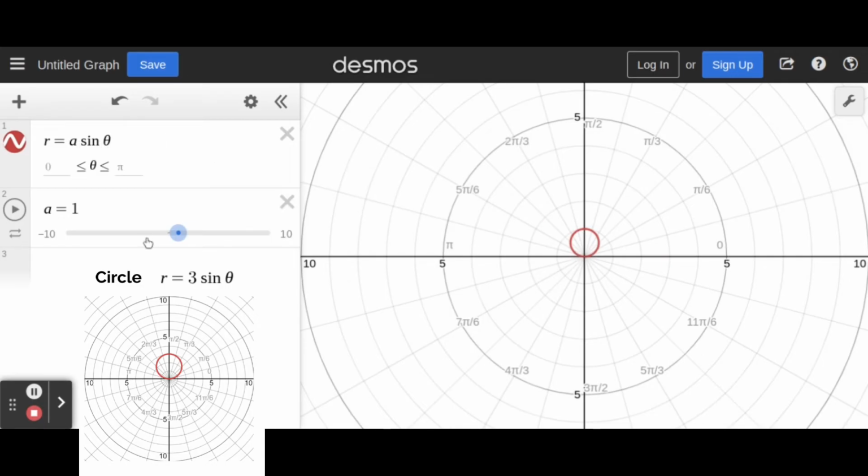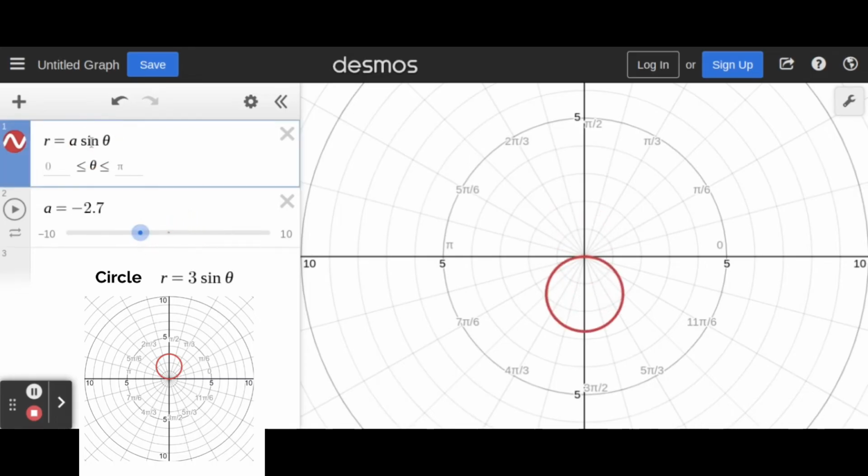Sines open up here. If this a was negative, it would open down here. Now we'll explore that. What does the a do? Well, if I make the a bigger, it just makes my circle bigger. If a was negative, it shows up down there.